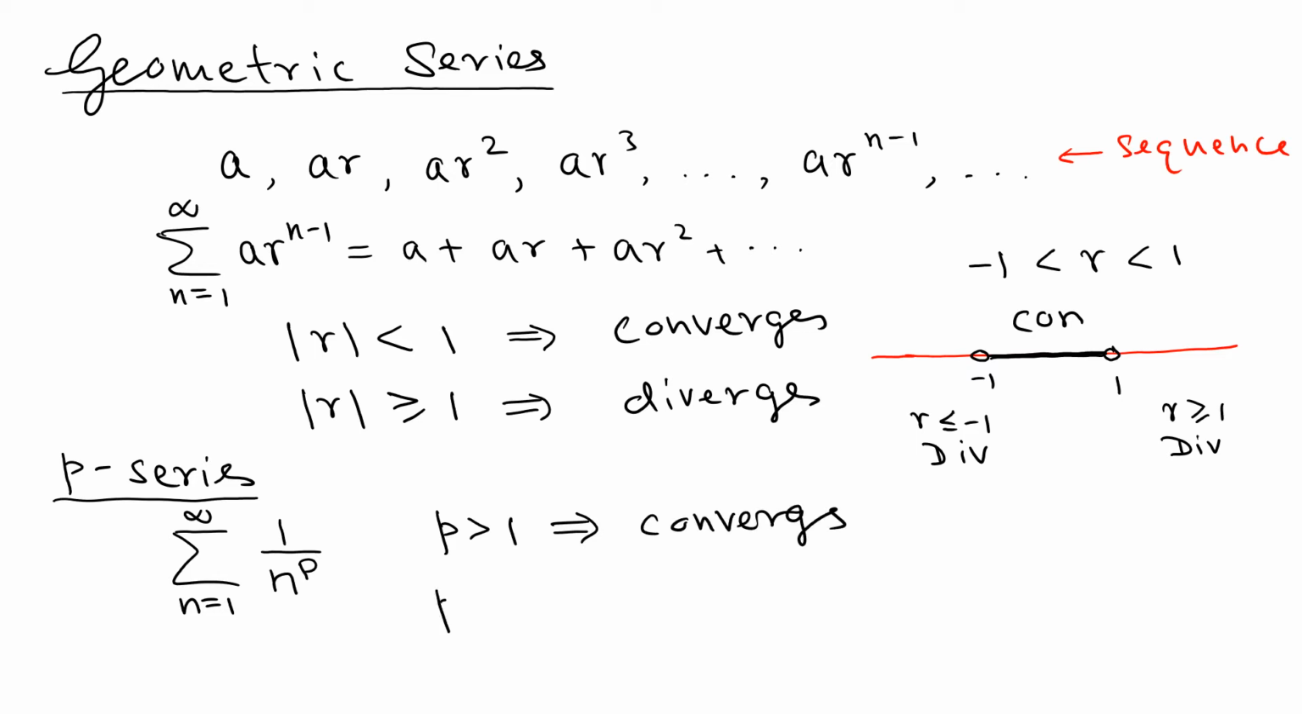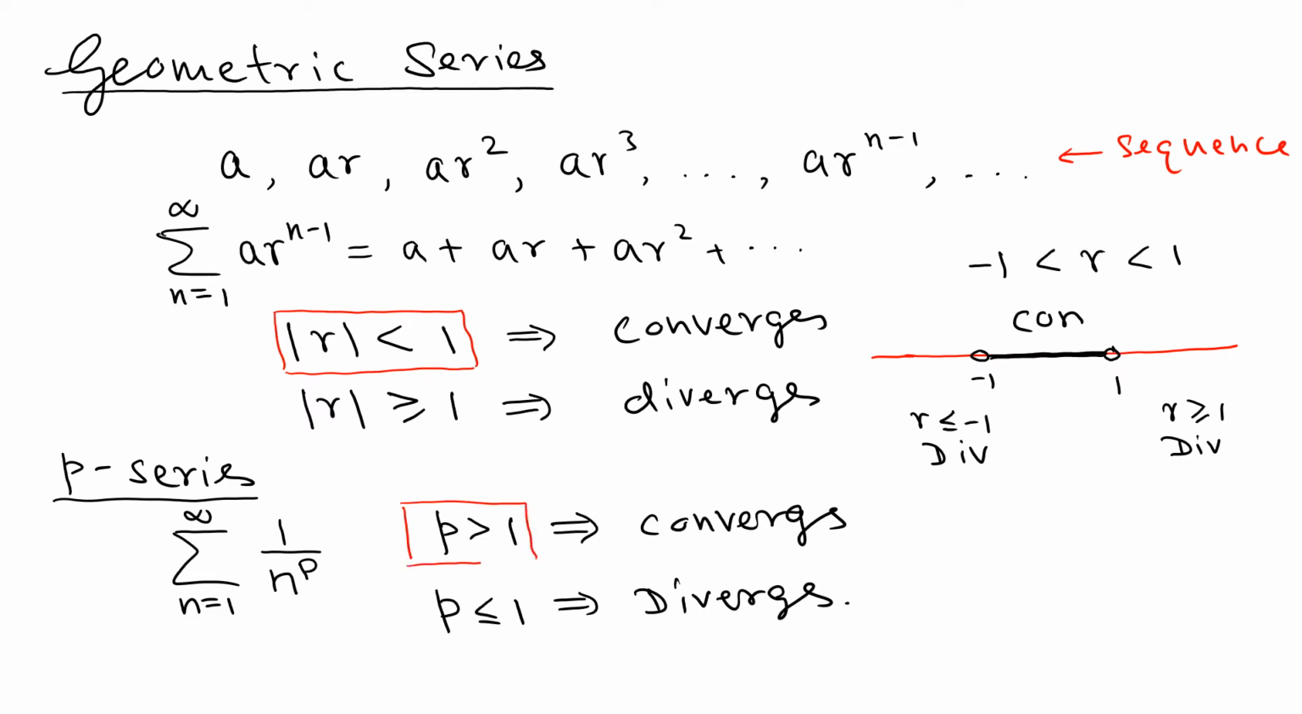And then when p is less than or equal to 1, the series is going to diverge. So you can see that if you look at this condition, absolute value of r less than 1, the geometric series converges. And for the p series, when p greater than 1, the series is going to converge. If you change absolute value r to p, it is exactly opposite. So absolute value r and p act exactly opposite.